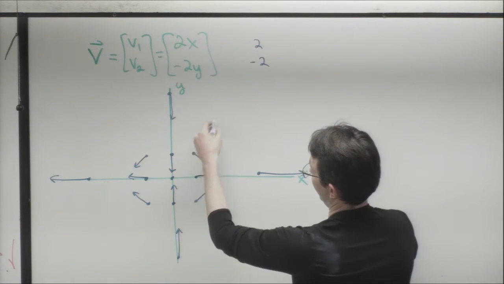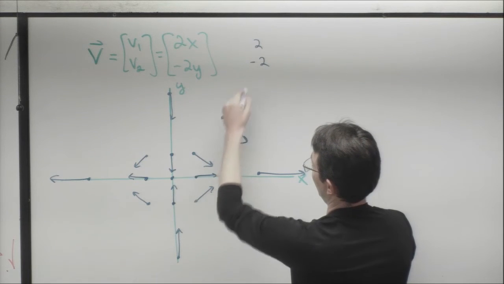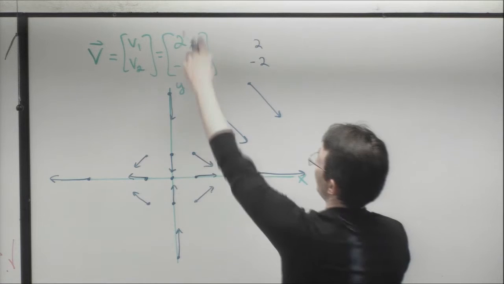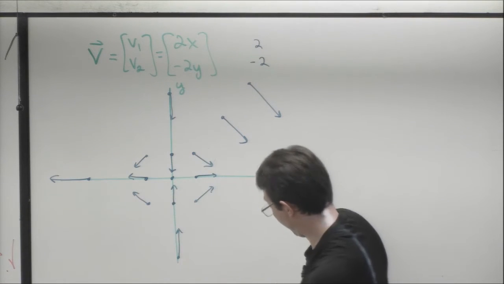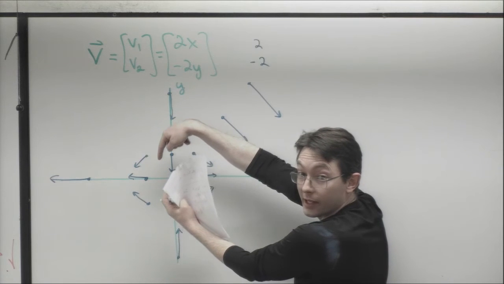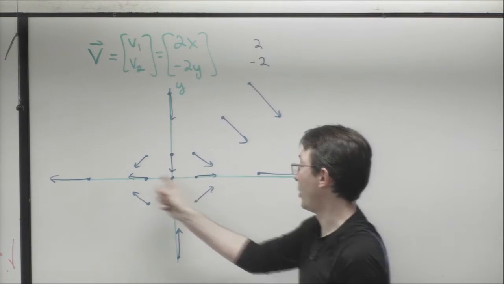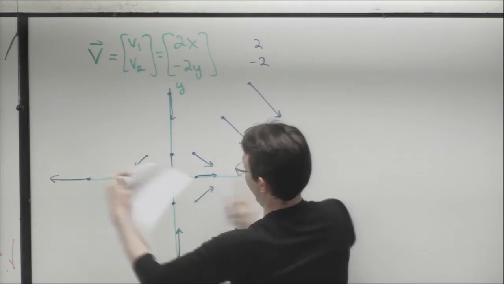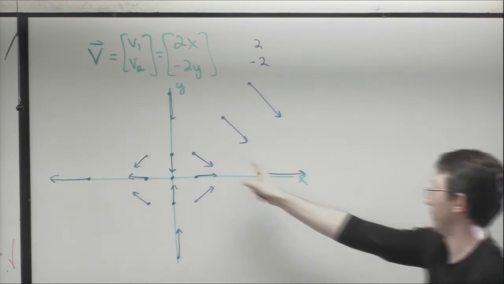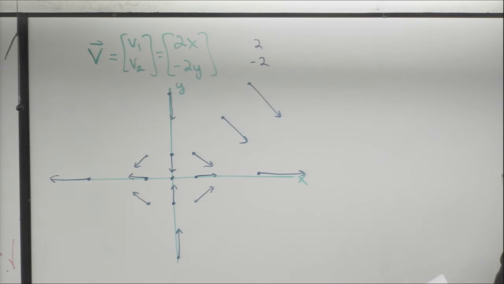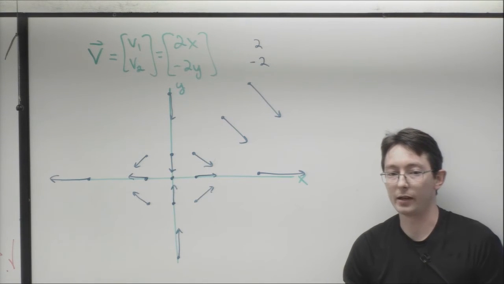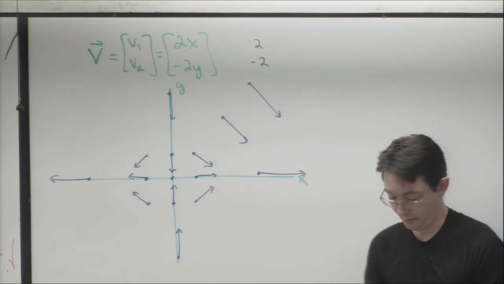I just have these kinds of vectors. So I'm moving down on the y-axis. So in the y-axis, I'm moving towards the x-axis. If I'm on the x-axis, I'm moving away from the y-axis. And if I'm anywhere else, I'm kind of moving from the y-axis down to the x-axis. Okay? So is this starting to look familiar? Okay, what does this look like? This is a saddle point, okay?